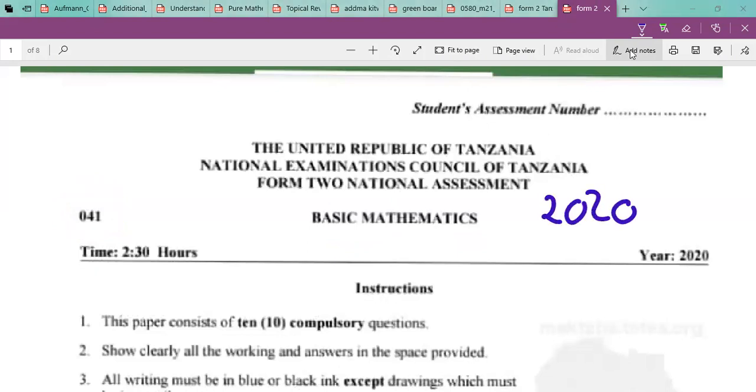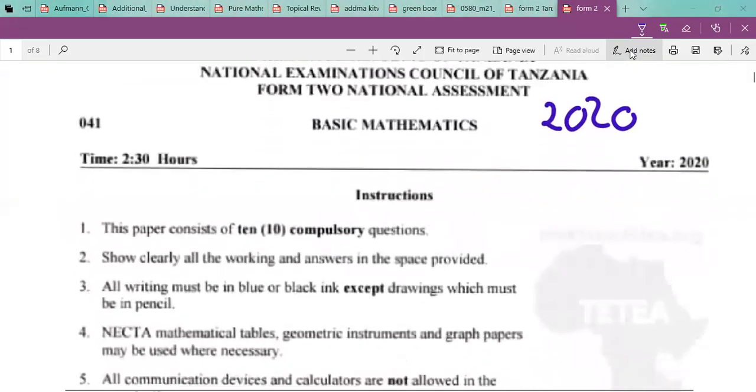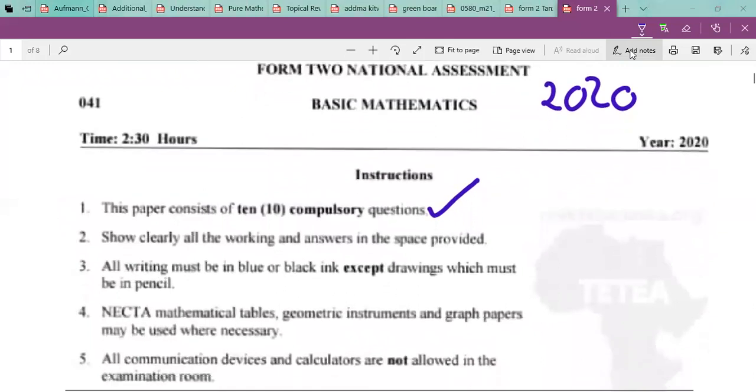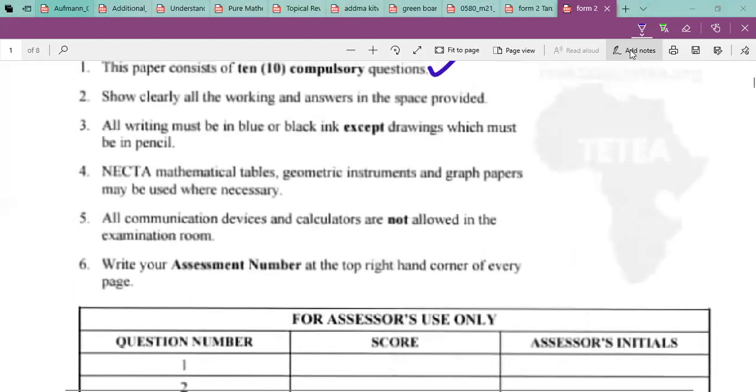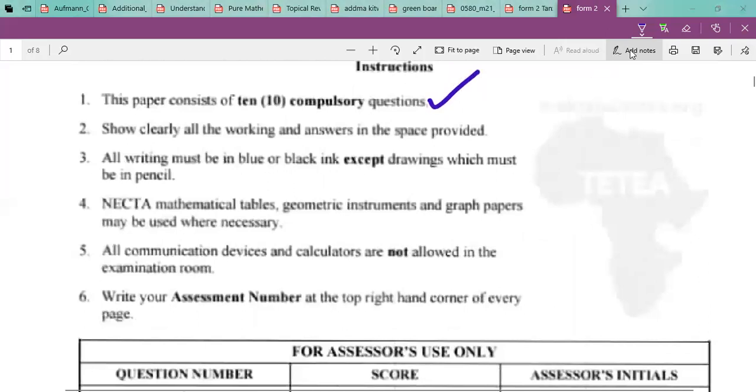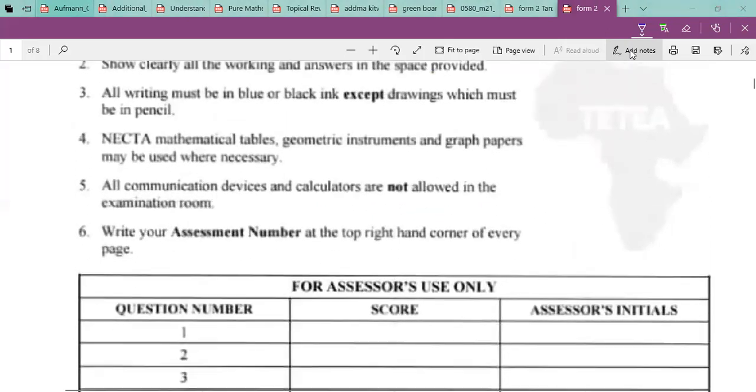So before you start writing, it is always important that you read through the instructions. One of the instructions here is saying the paper consists of 10 compulsory questions, meaning that you must answer all of them. Another important instruction is this part: all communication devices and calculators are not allowed in the exam room. All right, so take note of that.